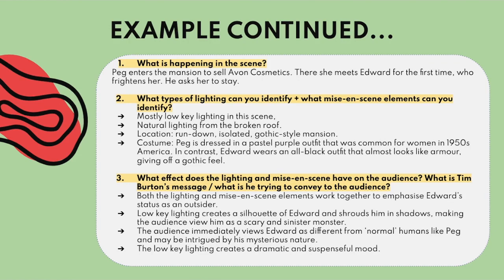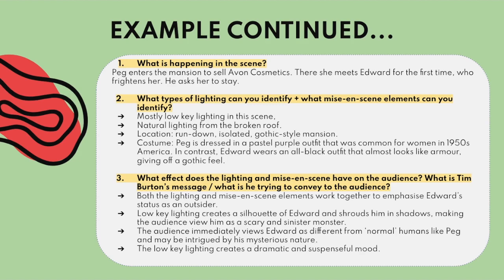Okay. So I've modelled and typed up a sample analysis based on those 4 questions in this little box, and I'm going to walk you through it now. Right, so the first thing we want to do when we analyse a scene is to describe what's actually happening in that scene. So I've just written here a short 1 to 2 sentence description of what happens. So I've said Peg enters the mansion to sell Avon cosmetics. There she meets Edward for the first time, who frightens her. Instead of running away, he actually asks her to stay.